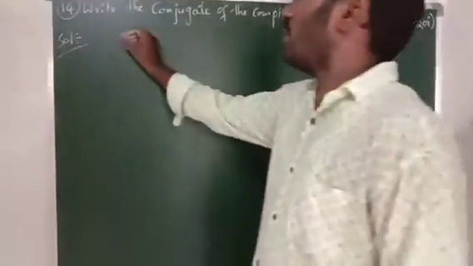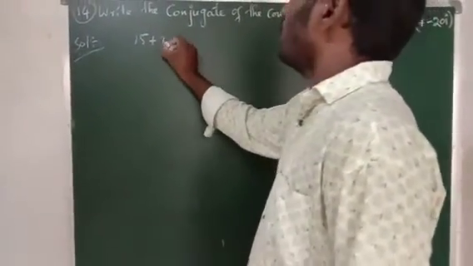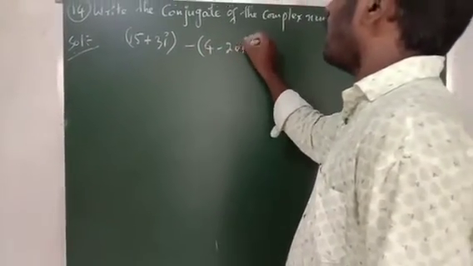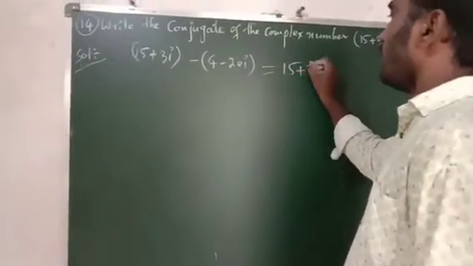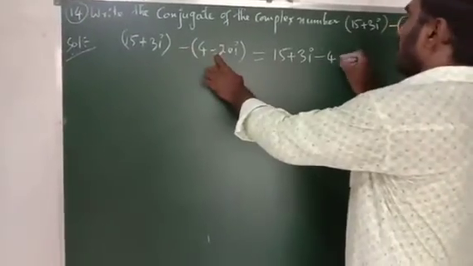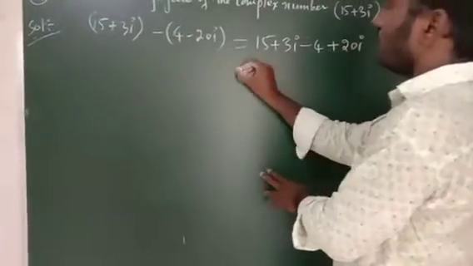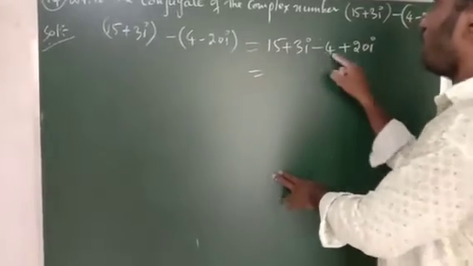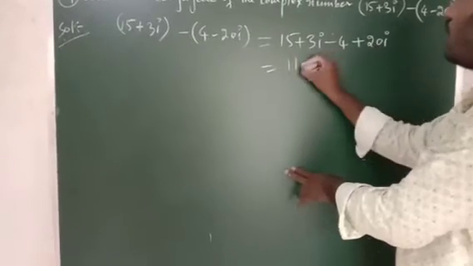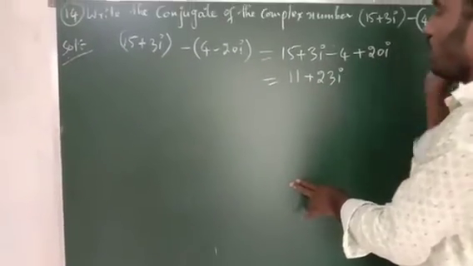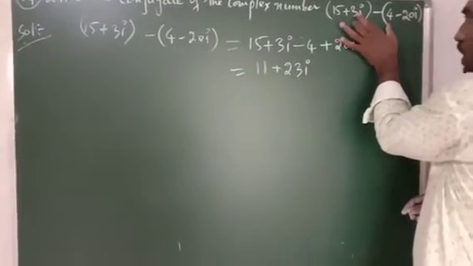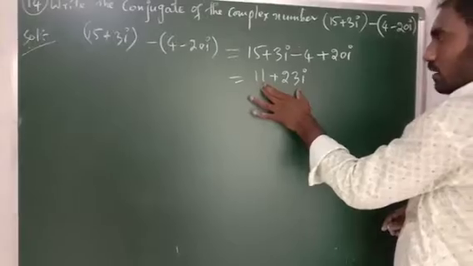So now take the given two complex numbers, that is 15 plus 3i minus 4 minus 20i. This can be written as 15 plus 3i, multiply with minus here, minus 4, next minus into minus is plus 20i. So this is equal to 15 minus 4, which is 11, next plus 3i plus 20i, which is plus 23i. Now it is in a plus ib form. The given two complex numbers are converted into one single complex number.